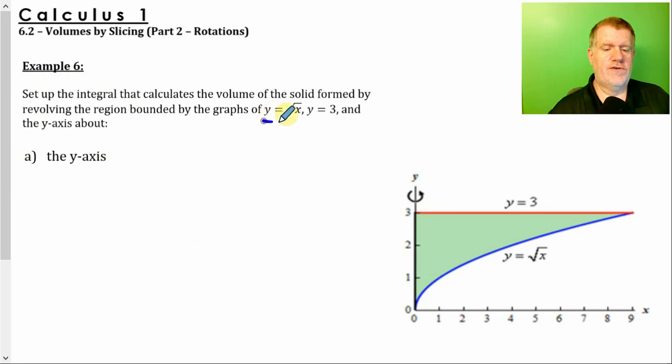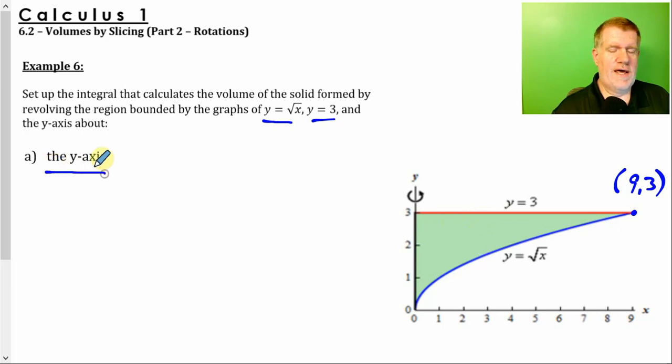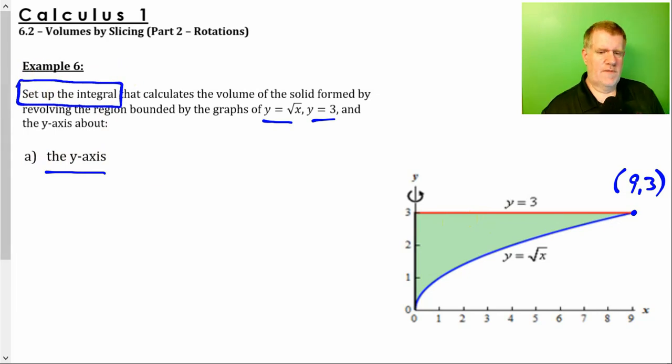So our figure is y equals the square root of x and y equals 3. And they intersect here at 9, 3. So they create this shape that's in green. So this is the shape that we'll be rotating. Now in our first example, we're going to rotate it around the y-axis. Now just a little note, we're only going to set up these integrals. We're actually not going to calculate them. We're just going to set them up.